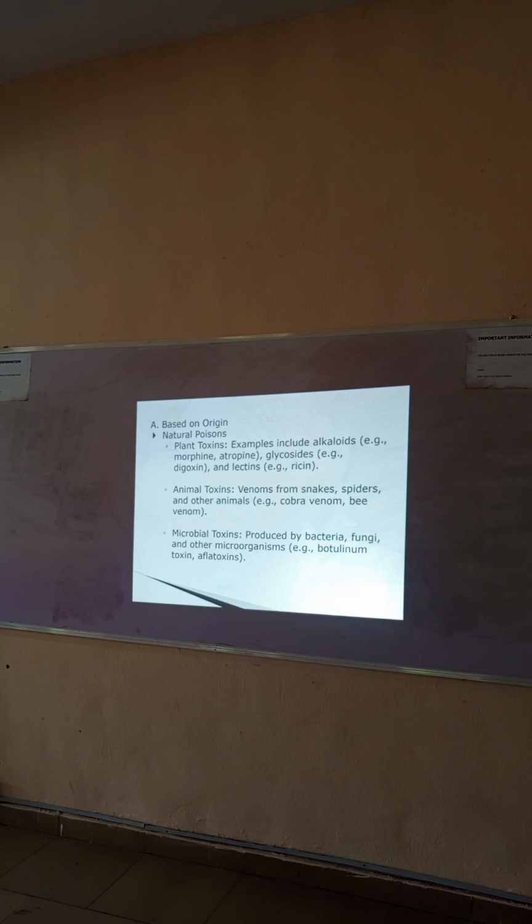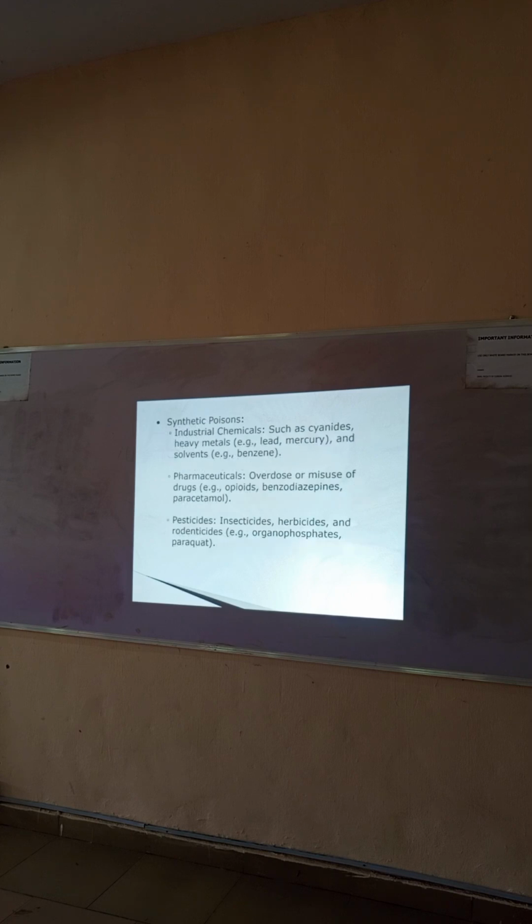We have microbial toxins, still under examples of natural poisons, produced by bacteria, fungi, and other microorganisms. An example is botulinum toxin, which causes botulism. The manifestations of this botulism include muscle paralysis, respiratory failure, and potentially death. Now, going to synthetic poisons, we have industrial chemicals such as cyanides, heavy metals such as lead, mercury, and solvents, e.g., benzene. We have pharmaceuticals, overdose or misuse of drugs, e.g., opioids, benzodiazepines, and paracetamol.